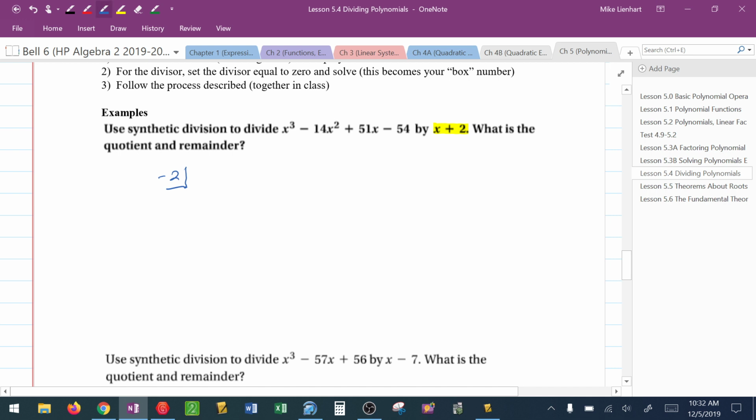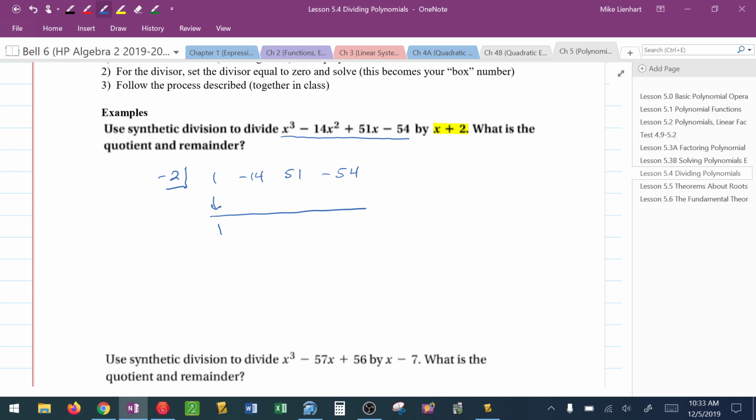So I'm going to put that negative 2 in a little box. Then I'm going to look at what I'm dividing, and I'm going to list just the coefficients, not skipping any term. For instance, and we'll see this in an example, if a term is missing, we have to hold its position by using a 0. In this case, we have 1 x cubed, negative 14 x squared, 51 x, and negative 54. I take that first column and bring it straight down. This is what I refer to as the setup of synthetic division. From here, it's a matter of following a pattern.